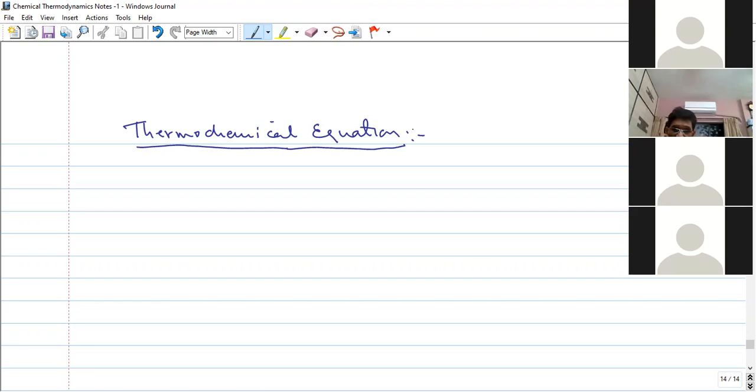What is a thermochemical equation? In this equation we write the physical state of the reactants and products. The reaction in which we write the physical state of the reactant and product is called a thermochemical equation. That means physical state means gas, liquid, or solid.